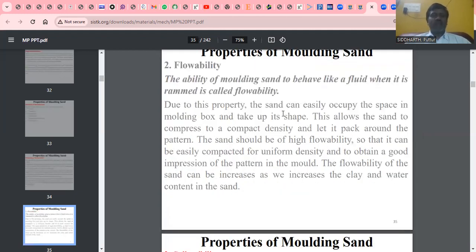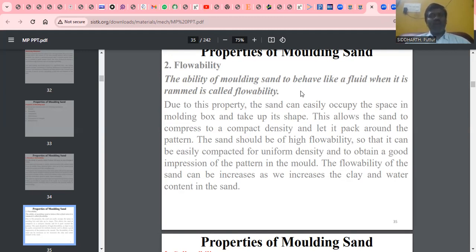Then flowability. Flowability means how easily this sand can be moved from one place to another. The ability of the molding sand to behave like a fluid when it is rammed is called flowability. After placing the pattern into the cope or drag portion, we place the molding sand, and by means of the rammer and wooden mallet, we apply force on the molding sand.